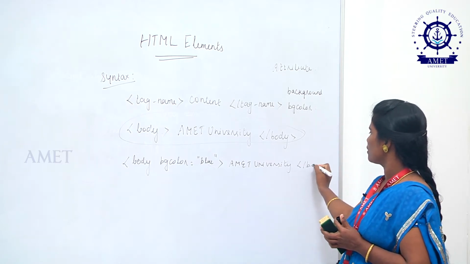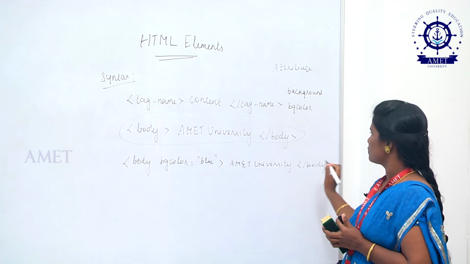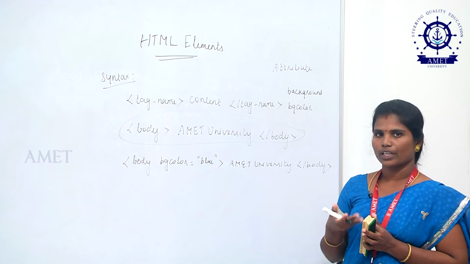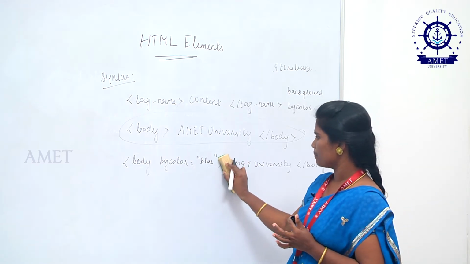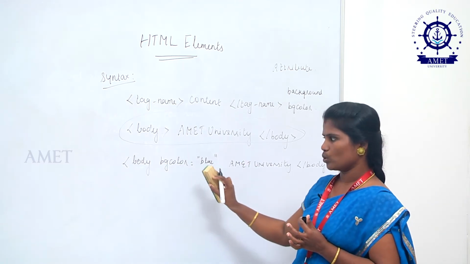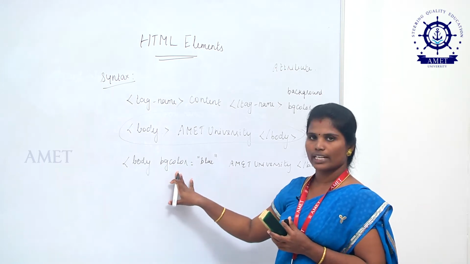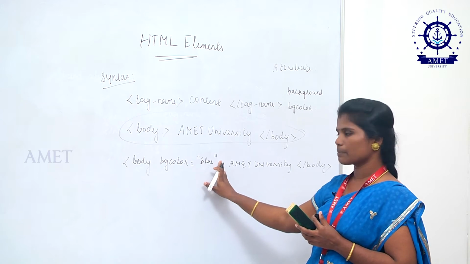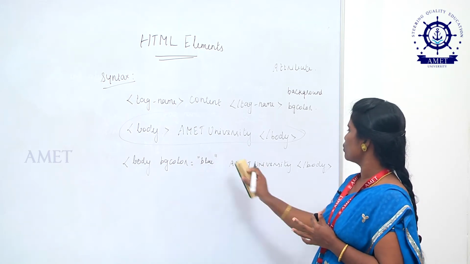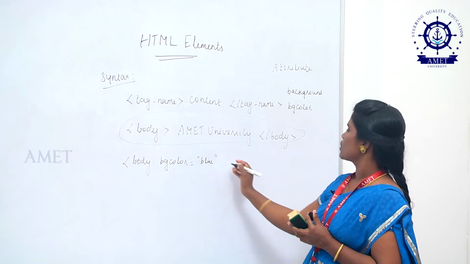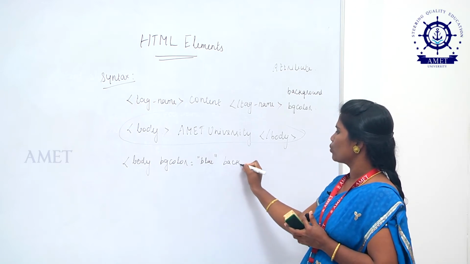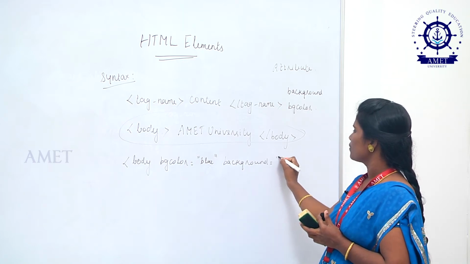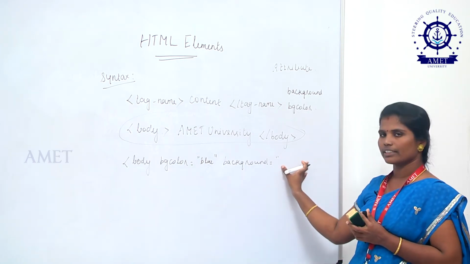Close the body tag. Suppose I want to use one more attribute in the same tag, how can I use it? The same way, inside the open tag, I have already used one attribute and mentioned the attribute value. Then give a space, and use the next attribute, which is background, equal to, and within double quotes you can specify the value.